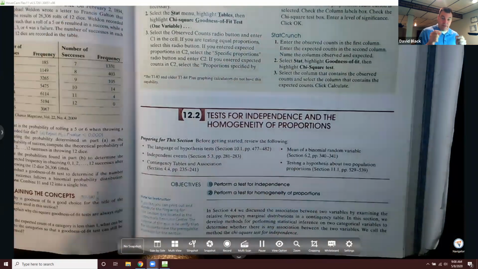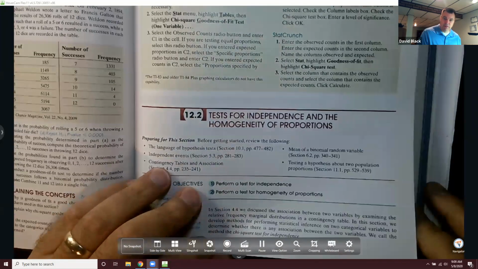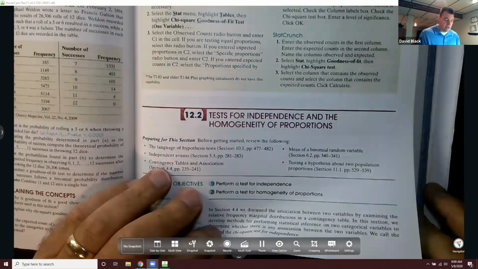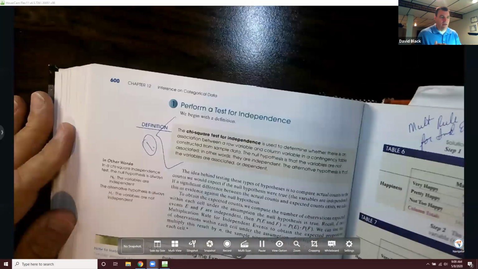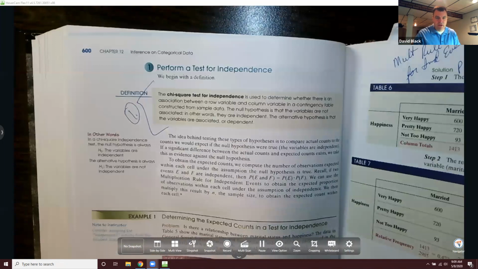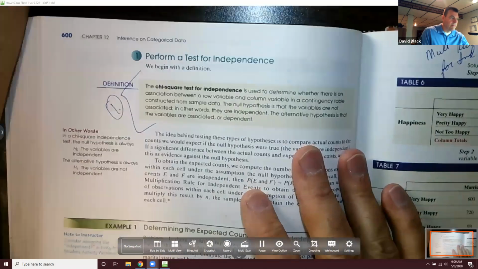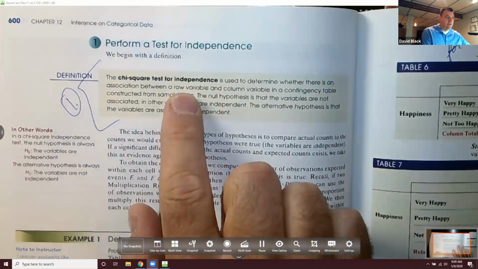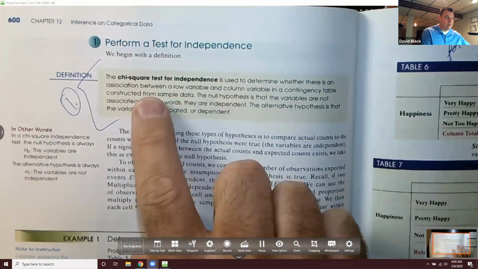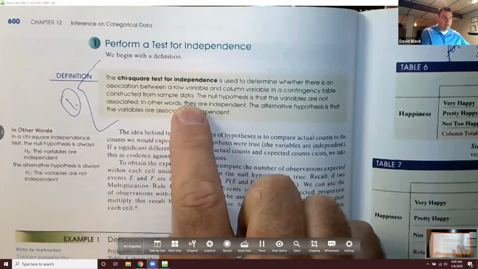So this is a way to test to see if two variables are independent or not. That's what this test is about. It's another type of chi-squared test, so we're going to be using the chi-squared distribution again. Michael Sullivan is going to say what I just said, probably better, on page 600 here. It says the chi-squared test for independence is used to determine whether there's an association between a row variable and a column variable in a contingency table constructed from sample data.